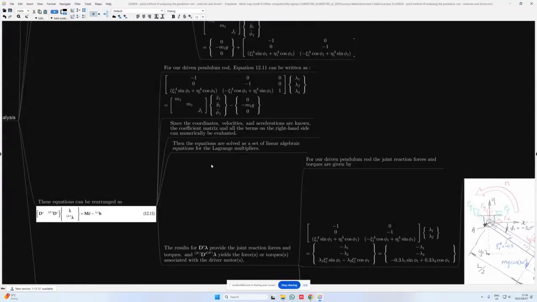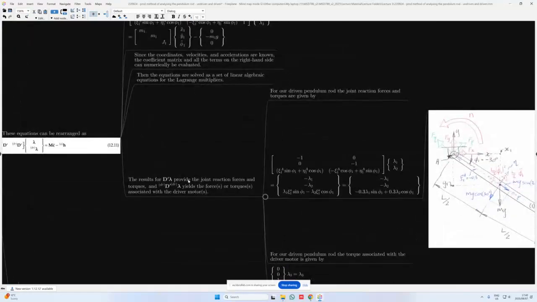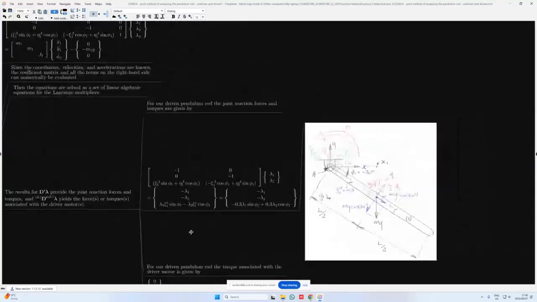And since the coordinates, velocities, and accelerations are known, the coefficient matrix and all the terms on the right-hand side can numerically be evaluated. So these are essentially constant vectors that we're going to get on the right-hand side. Then the equations are solved as a set of linear algebraic equations for the Lagrange multipliers. The results for D prime lambda provide the joint reaction forces and torques, and then D driver prime lambda driver yields the forces or torques associated with the driver motors.